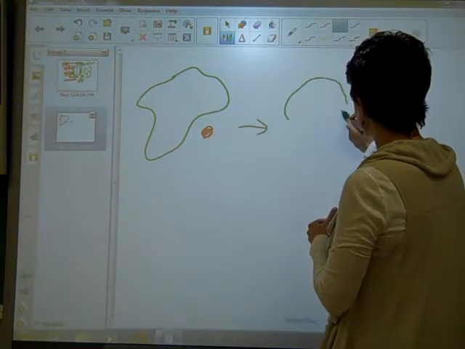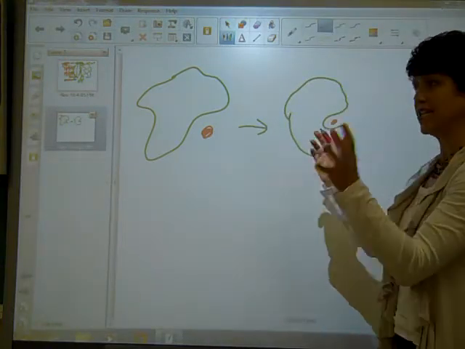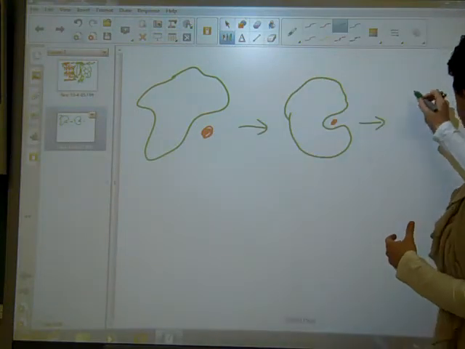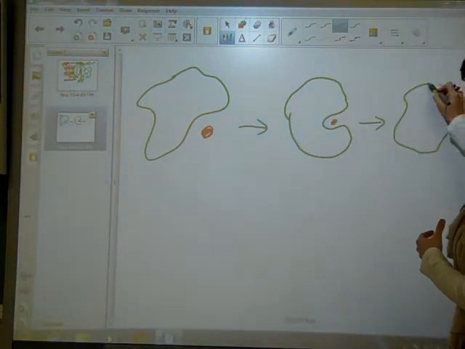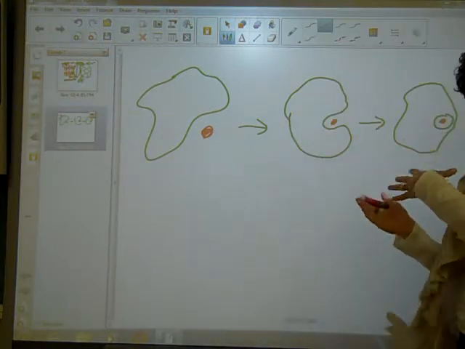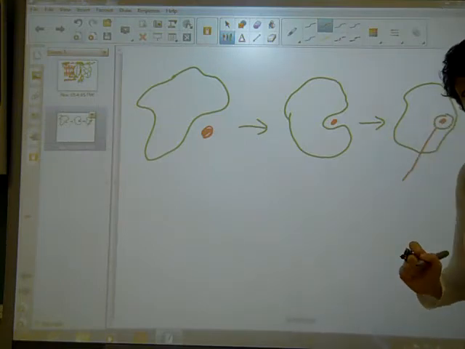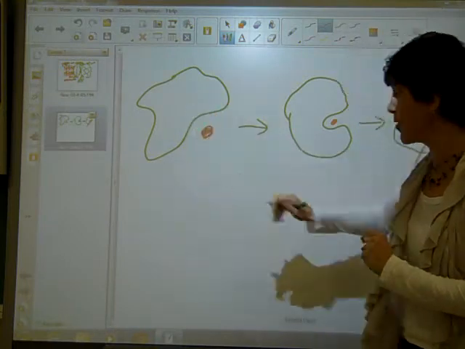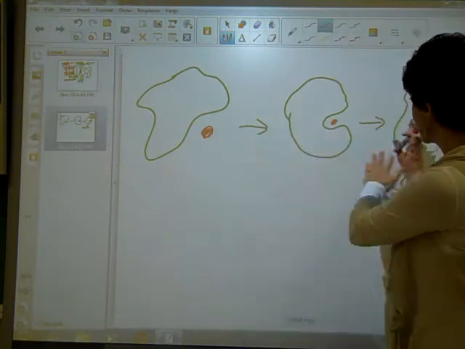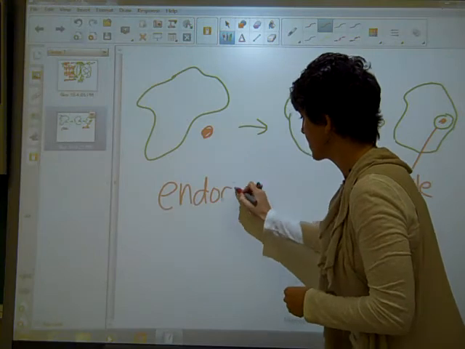Here would be my next cell diagram. And you'll notice how the membrane is literally going around and taking over. My last diagram, the contents are now inside of the cell, and that portion of the membrane right here that used to be part of the cell membrane has now formed a vesicle. So this process here where something is entering the cell is called endocytosis.